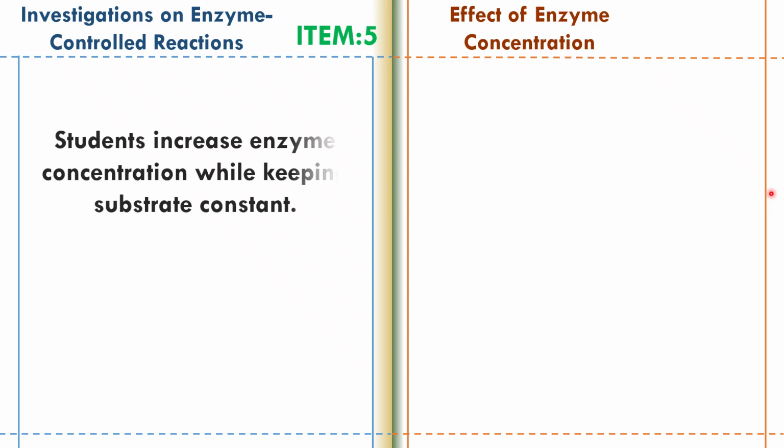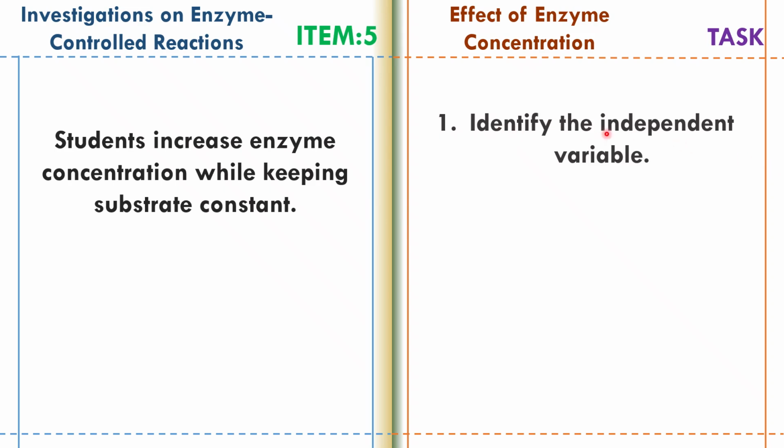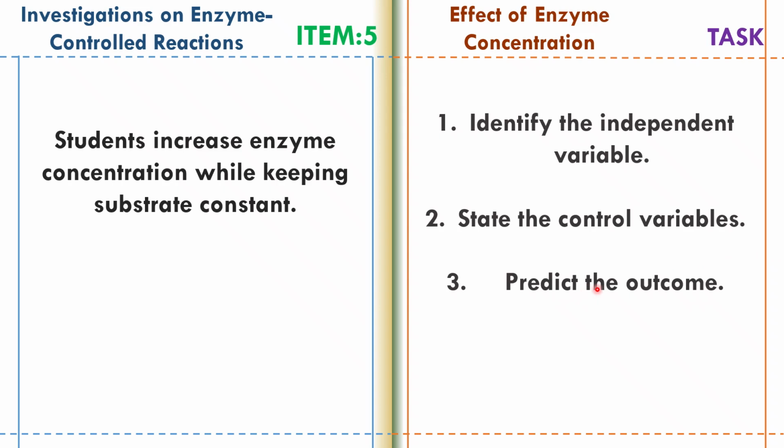Investigation on enzyme-controlled reaction. Item 5. Effect of enzyme concentration. Students increase enzyme concentration while keeping substrate constant. Task. Identify the independent variable. State the control variables. Predict the outcome.